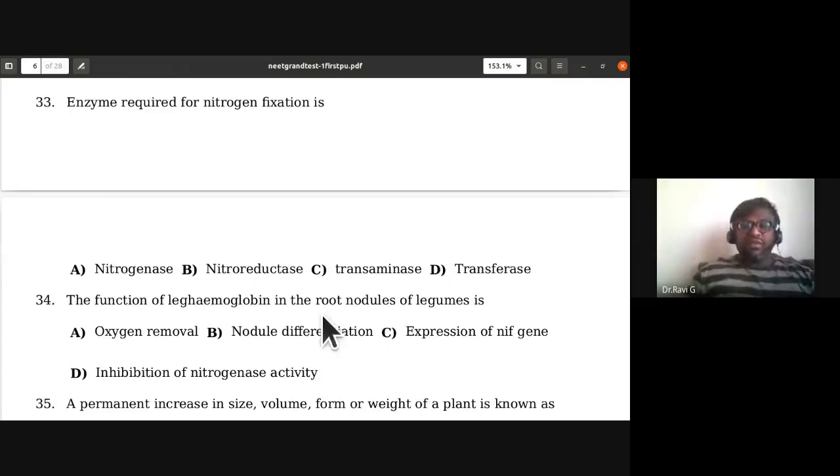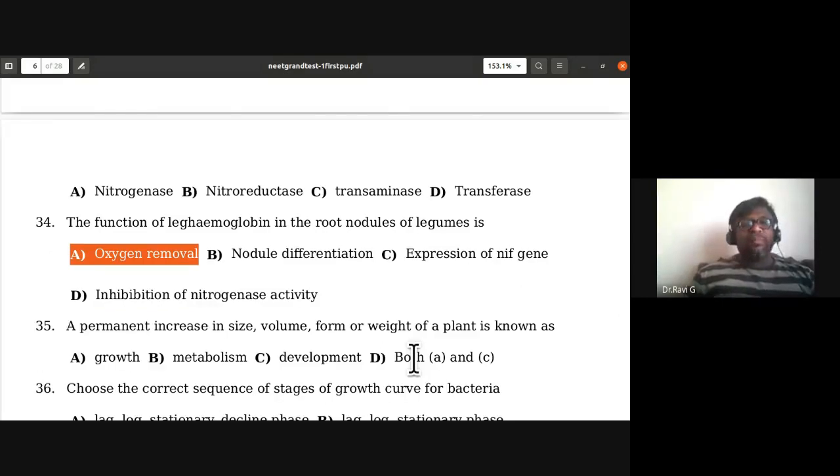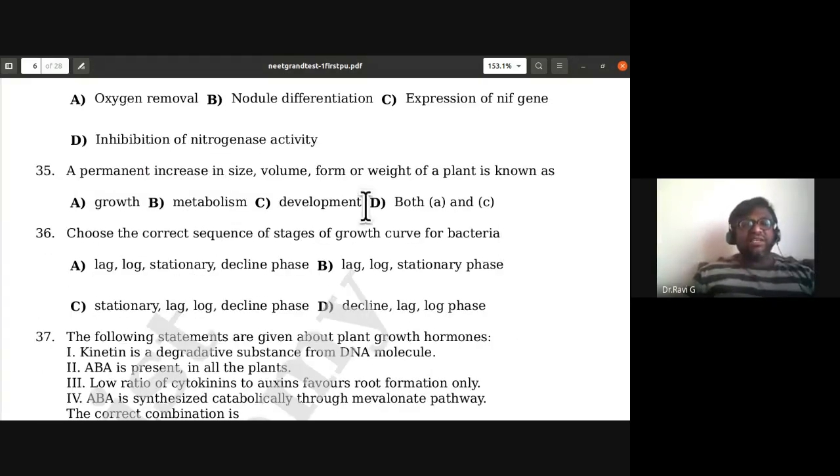The function of leg hemoglobin in the root nodules of legumes is oxygen removal. 34th, A is the answer. It is an oxygen scavenger, we also call it as. Okay, it removes oxygen and creates anaerobic conditions in the root nodules. A permanent increase in size, volume, form, or weight of a plant is known as, this is the definition of growth. So 35th, A is the answer, growth.